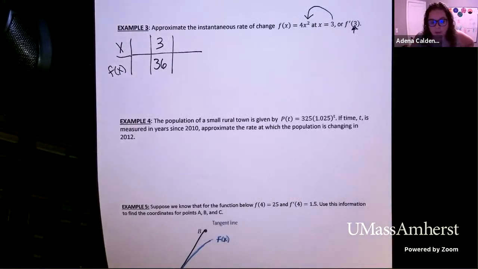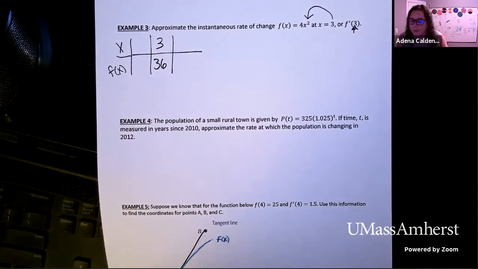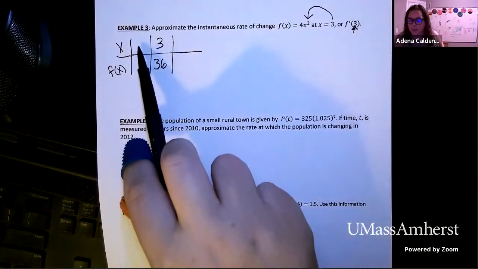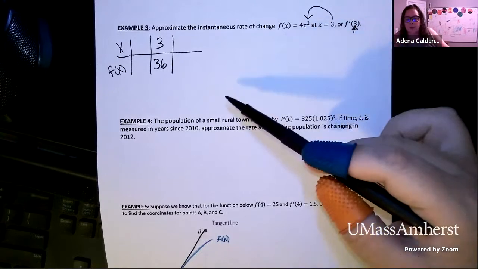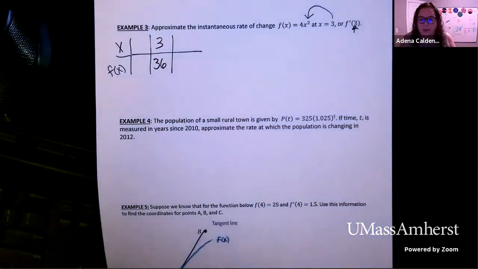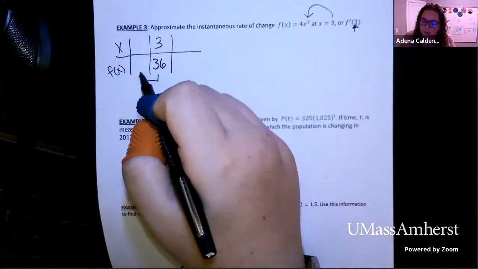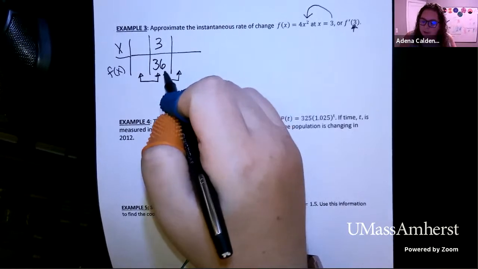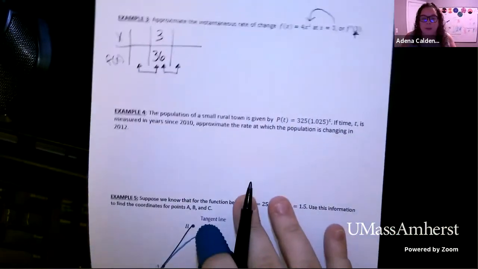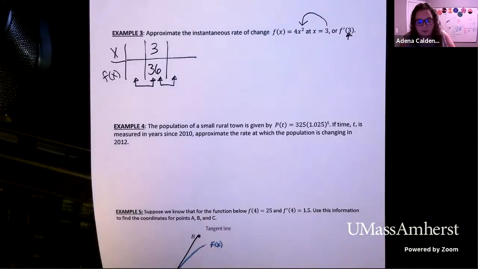I'm going to let you pick those values based on what we've talked about in terms of closeness. But once you've picked your close value on the left and the right, you're going to need to plug those into f of x to get the dependent values. And then you will do the average rate of change to the left and the average rate of change to the right to get your approximation for the instantaneous rate of change. Okay, so I'm going to give you 2 minutes.